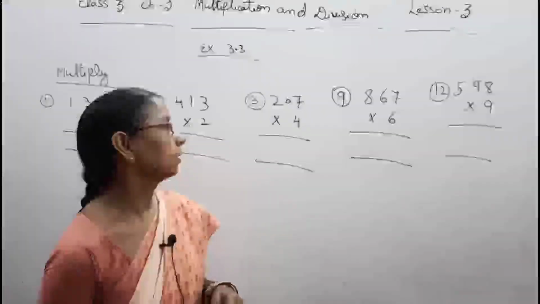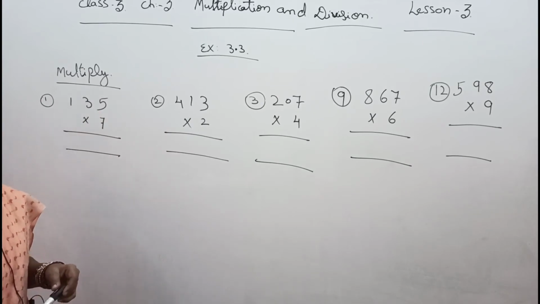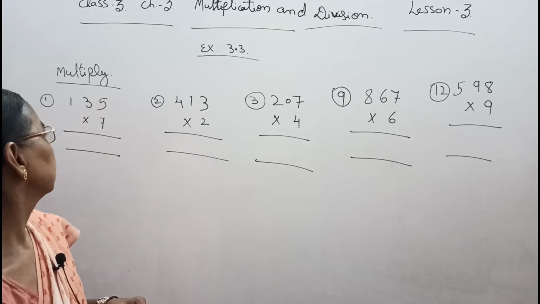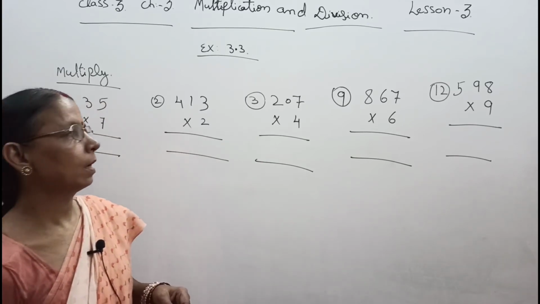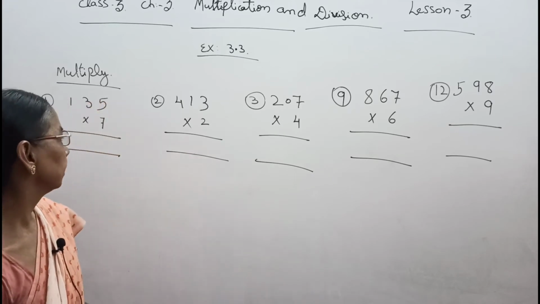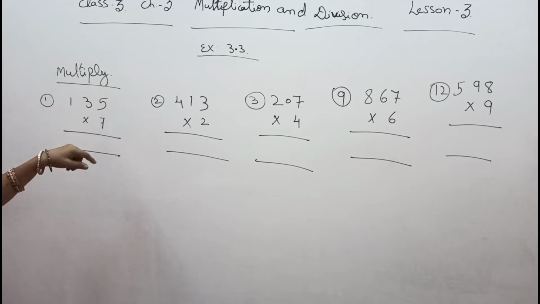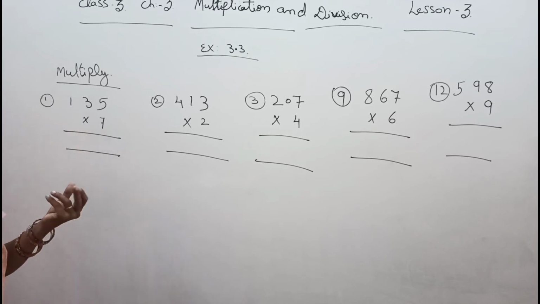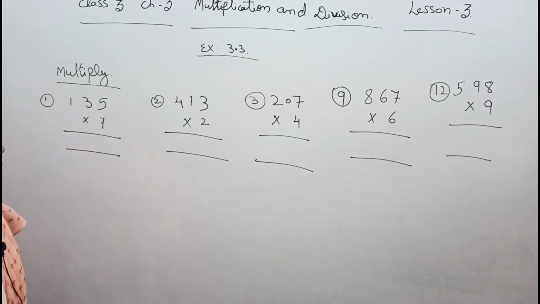Good morning, students. Yesterday we learned about two-digit numbers multiplied by one digit, that is the 1, 2, 5 up to 10 tables. Today we are going to learn how three-digit numbers are multiplied by a one-digit number, that is 7, 2, 6, 4, 9, 8, any number.